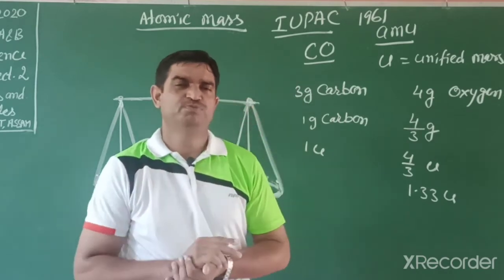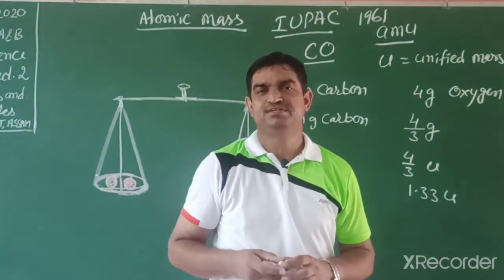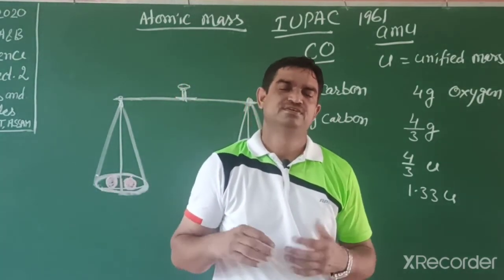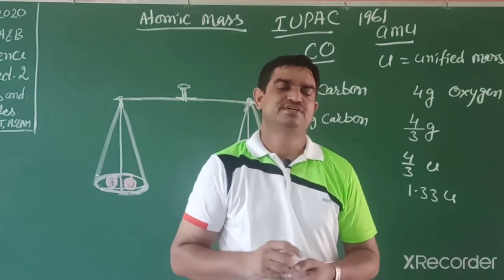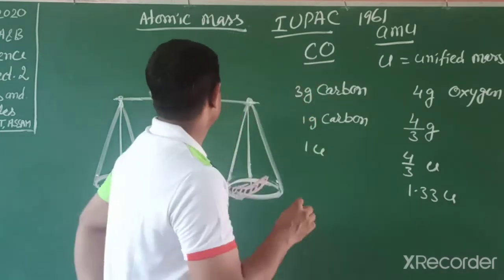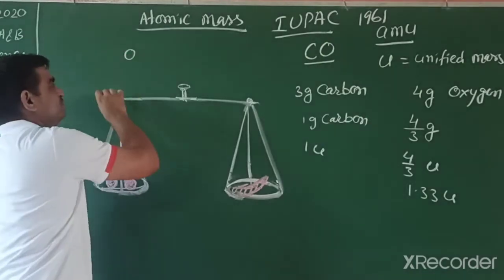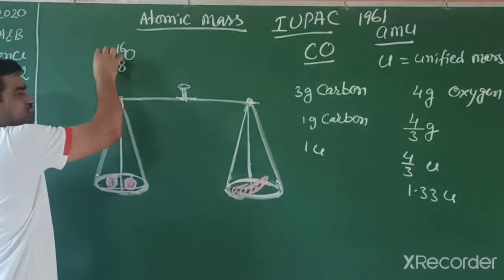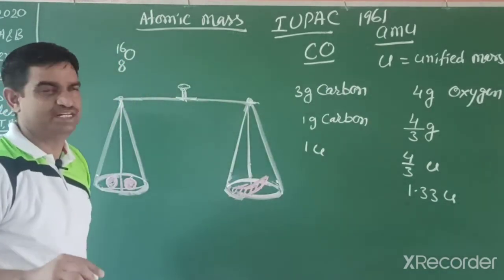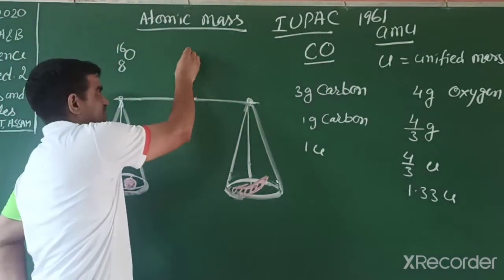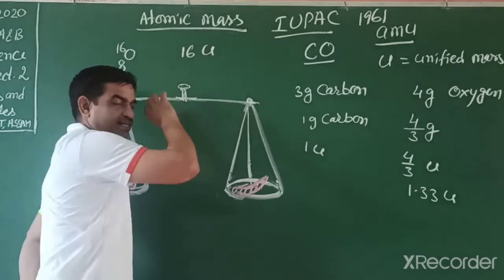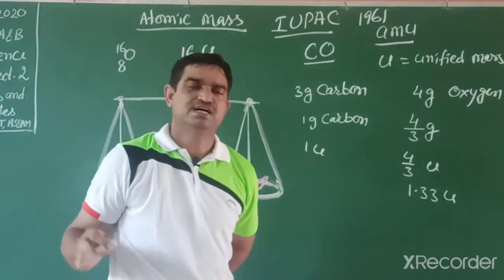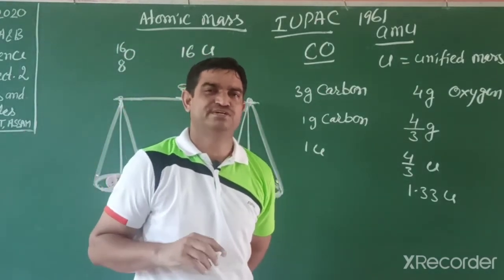Finding out the mass of any atom is very difficult. Earlier, scientists took oxygen as a standard, because oxygen's mass, students know, is 16, because its atomic number is 8 and mass number is 16. We will discuss how we can represent this. Oxygen's mass is 16U, taken as a standard mass, and it is also a whole number.